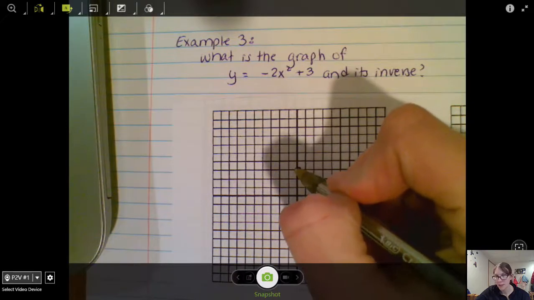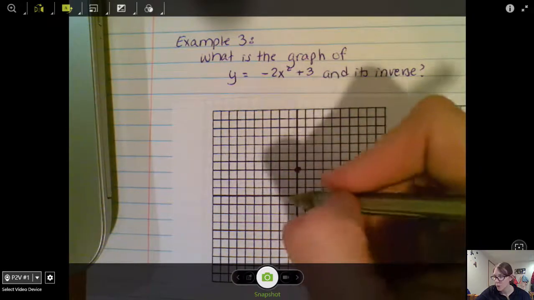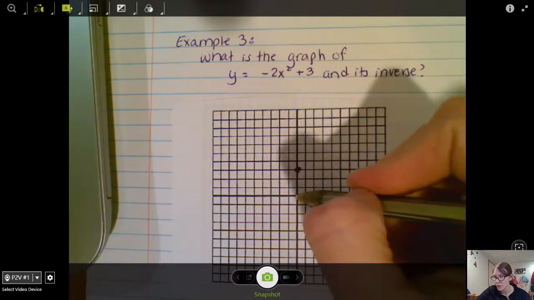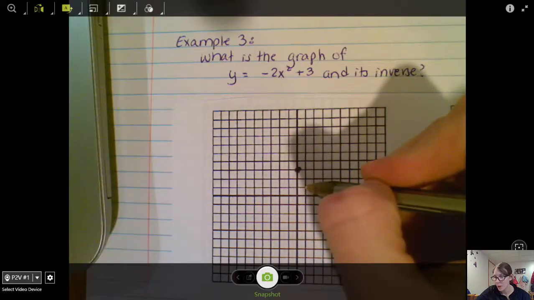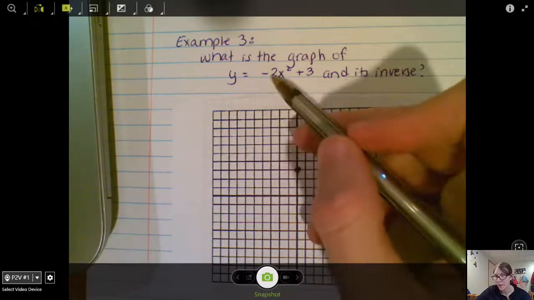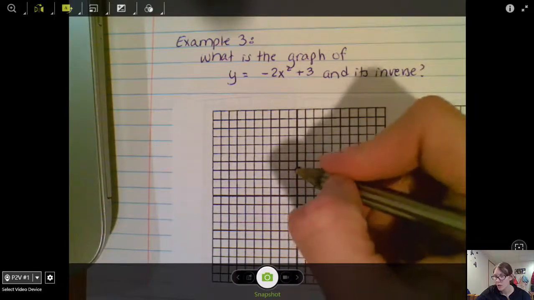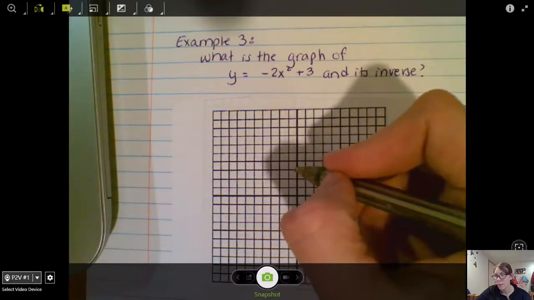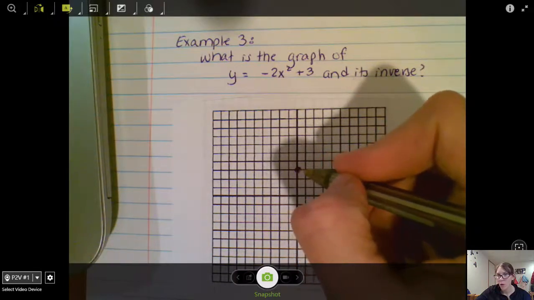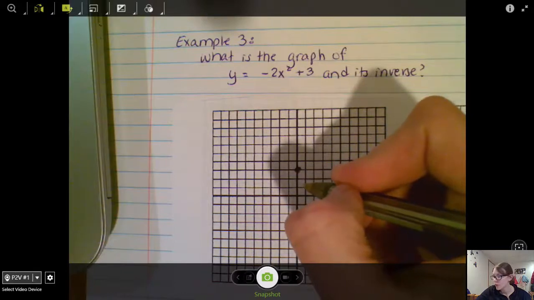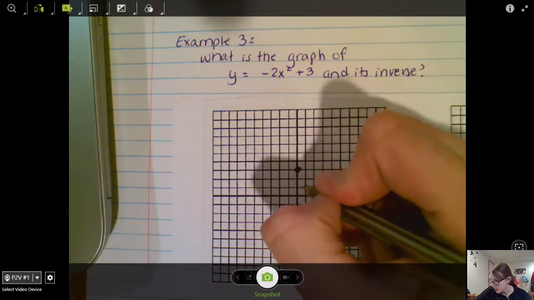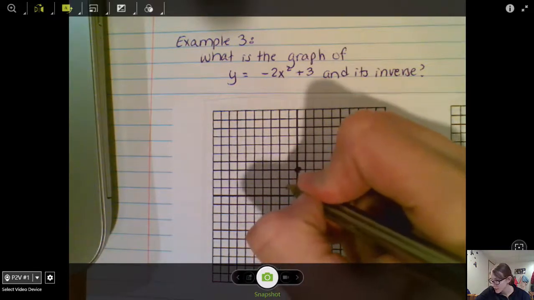So here's our vertex. Now, normally our parent function, the vertex was 0, 0. My next point was 1, 1, over 1 and up 1. But now I have that reflection and that vertical stretch of 2. So instead of going over 1 and up 1, I'm going to go over 1 but down 2. Same on the other side of my axis of symmetry.